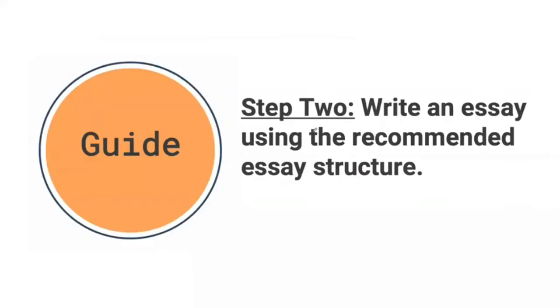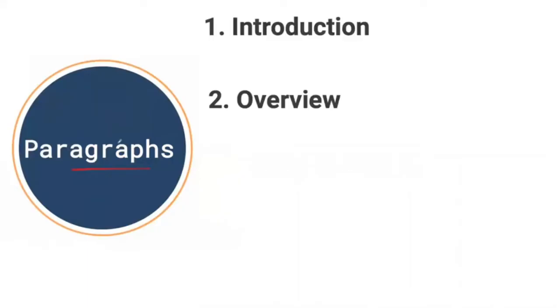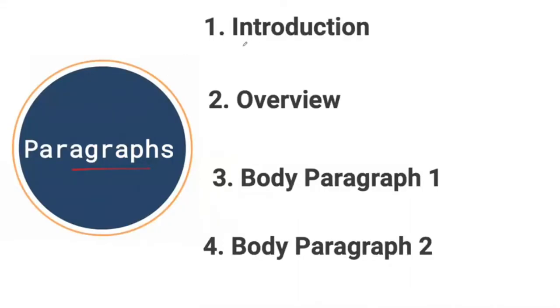Now remember, our step 2 is quite simply writing an essay using the recommended essay structure, and that structure is as follows. We are going to start thinking about our outline and our paragraphs. So take a look at this structure. We have the first part, obviously the introduction. Then we have our overview paragraph, body paragraph 1, and body paragraph 2. This is what you should be following for the most part when it comes to writing task 1, and especially this specific type of example with categories along the x-axis.